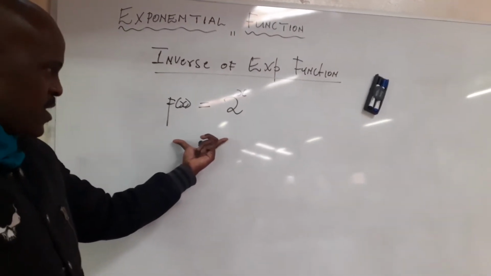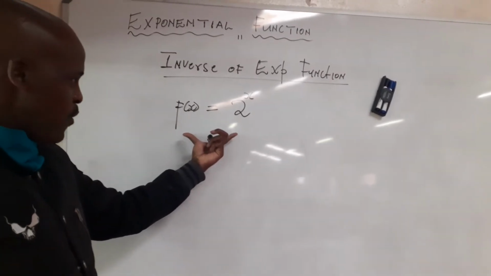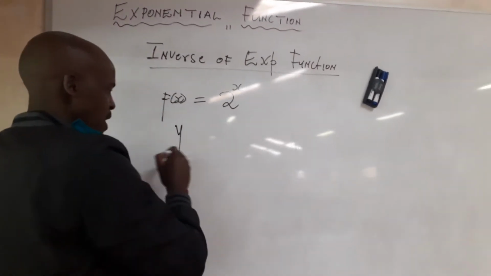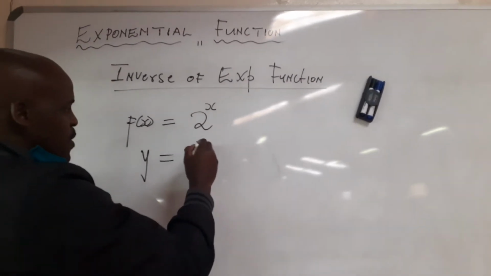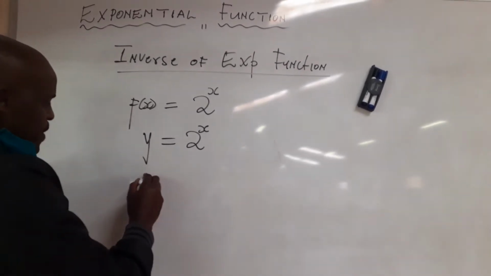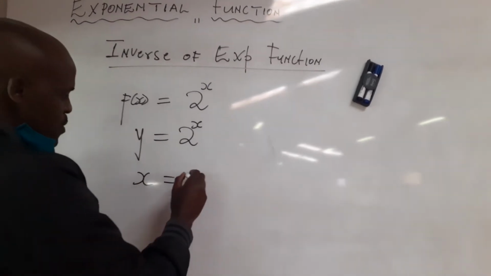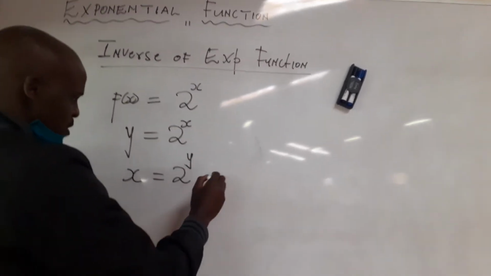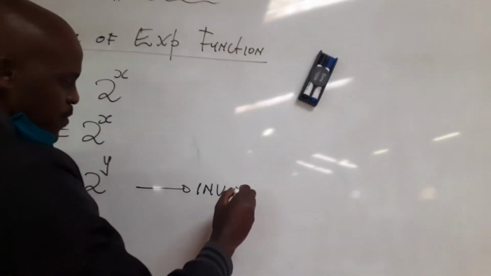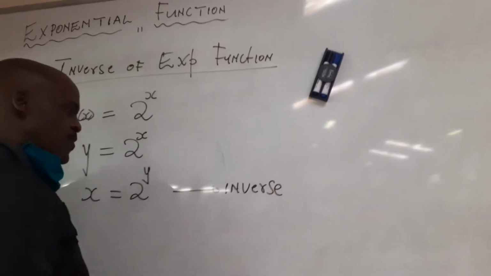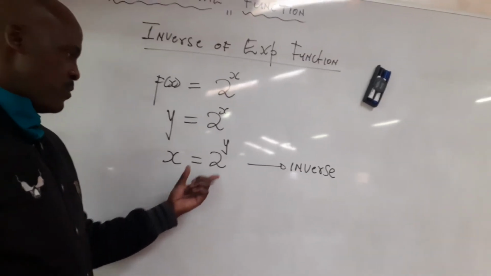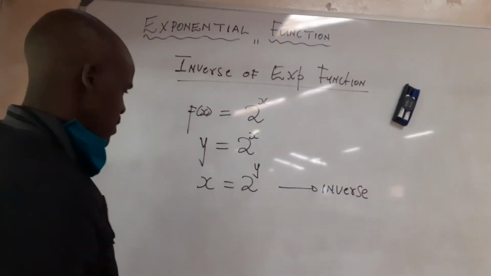Remember, for the inverse, we swap the points. But before we swap the points, we need to change f at x and write it as y, which is 2 exponent x. And then after that, we swap the points. x is equal to 2 exponent y. That's the inverse. And then, to find the equation of the inverse, we make y the subject of the formula.